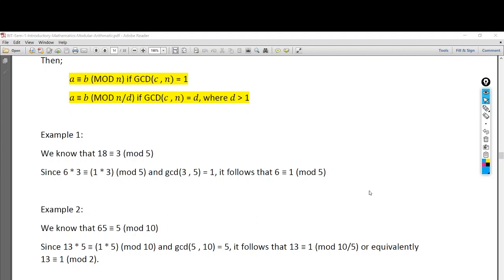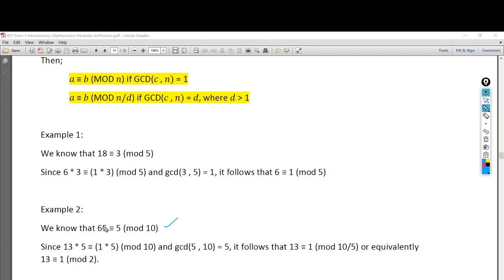Right. So let's take this example. 65 is congruent to 5 mod 10. So that is obvious, right? Because 65 minus 5 is 60, and 60 is divisible by 10. So therefore, yes, this is correct. Now let's try to write it in that kind of format.